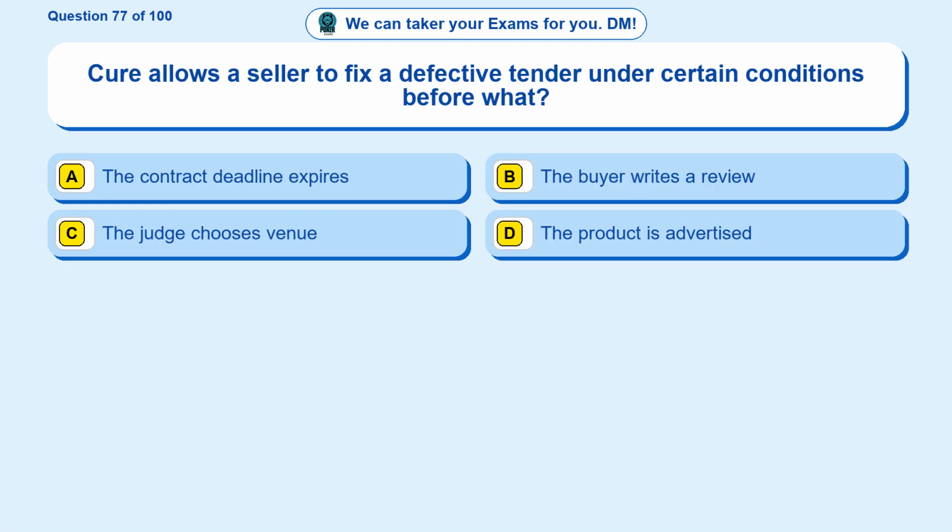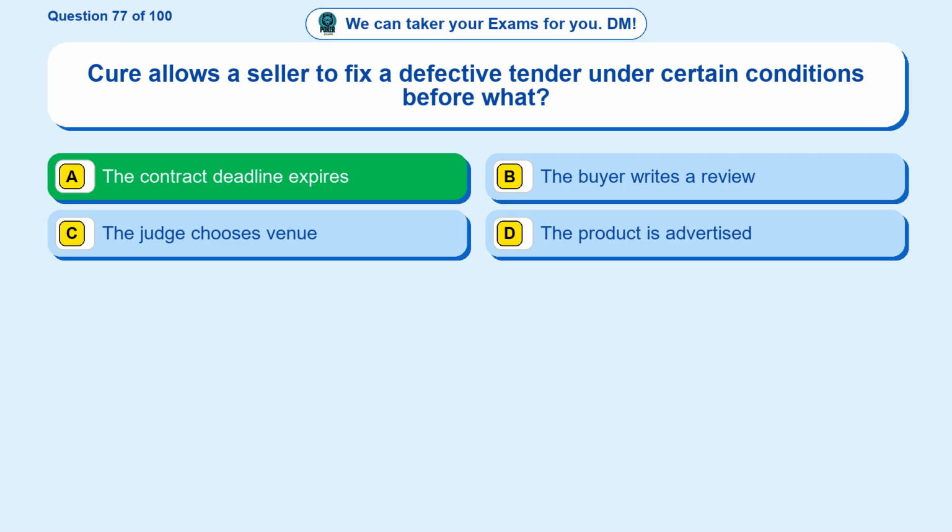Question 77. Cure allows a seller to fix a defective tender under certain conditions before what? Option A. The contract deadline expires. Option B. The buyer writes a review. Option C. The judge chooses venue. Option D. The product is advertised.